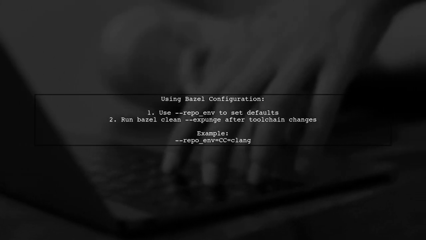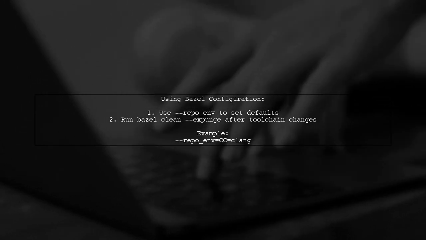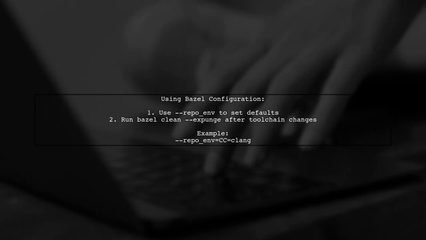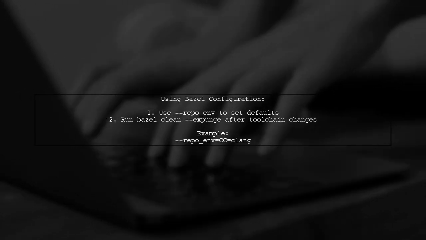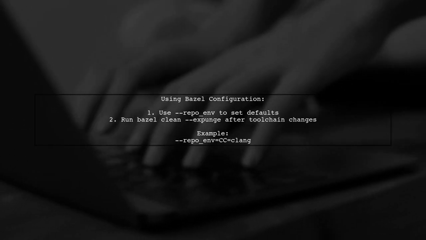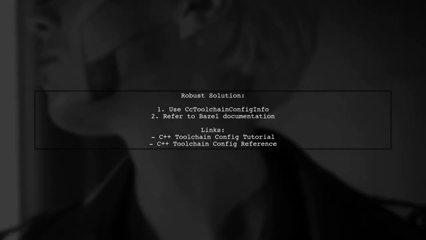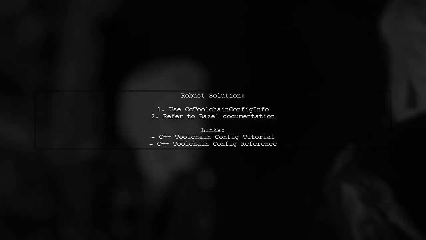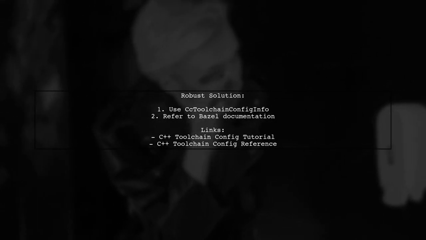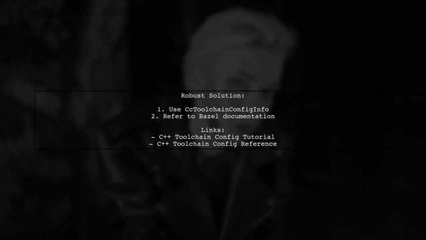You can also use the repo-om option to set defaults in your Bazel configuration. Remember, if you change the C++ toolchain, run bazel clean --expunge to refresh the cache. For a more robust solution, consider using cc_toolchain_config_info. Check the Bazel documentation for detailed guidance on configuring your C++ toolchain.